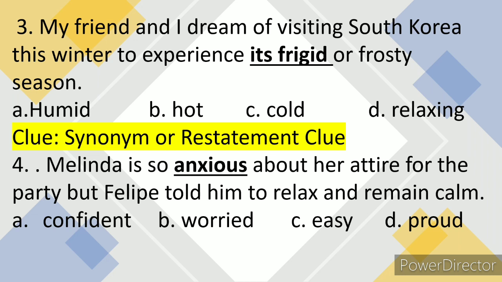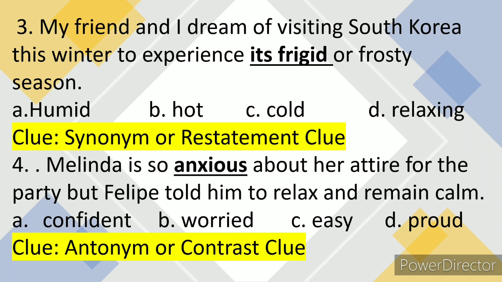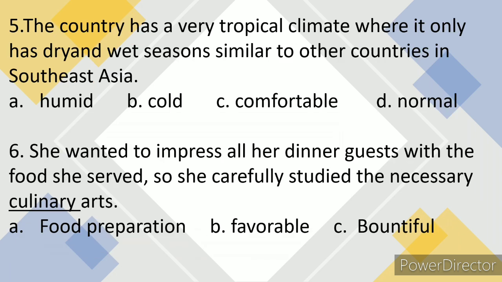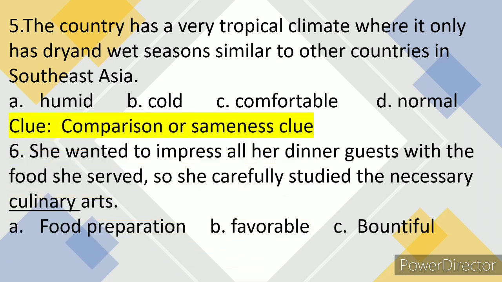Antonym or contrast clue. Number 5: The country has a very tropical climate where it only has dry and wet seasons similar to other countries in Southeast Asia. The unfamiliar word is tropical. Tropical means humid. What type of context clue? Comparison or sameness.